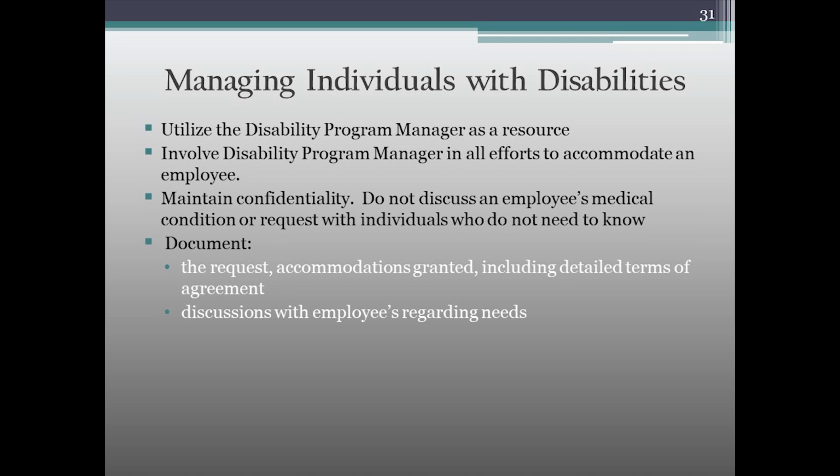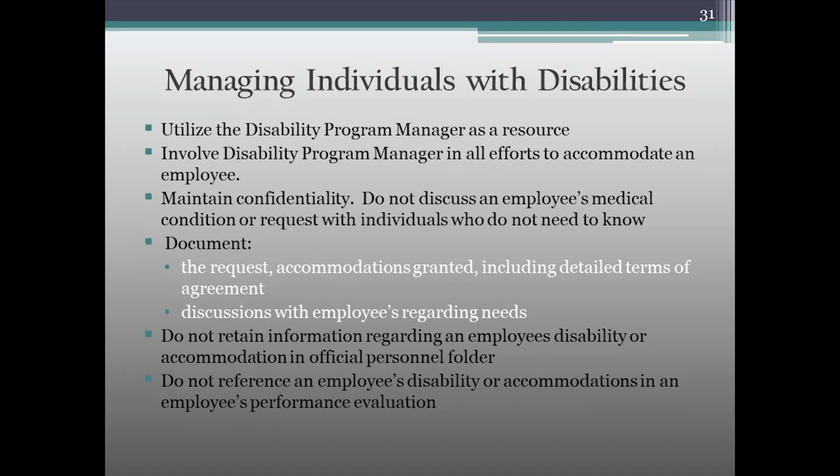You want to document the disability, the request for reasonable accommodation, and what accommodations were granted, including detailed terms of agreement. If you've agreed to temporary work from home or telework, you want to document that this is a temporary agreement and indicate when that telework agreement will begin and when it will end. You want to also keep open the lines of communication with the individual with a disability to be able to address any ongoing needs.